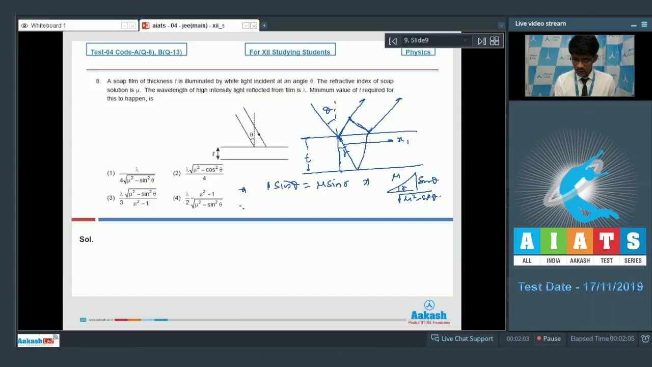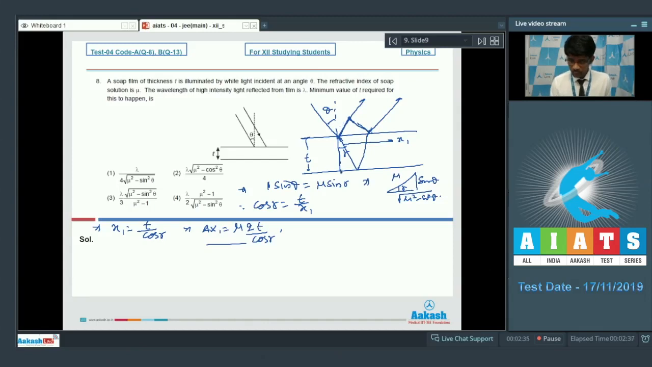For this triangular part, I would say cos of r is equal to t divided by x1, or x1 is equal to t divided by cos of r. So total optical path delta x1 from here to here is 2t divided by cos r into mu, mu being the refractive index. Now we need to find this path difference.